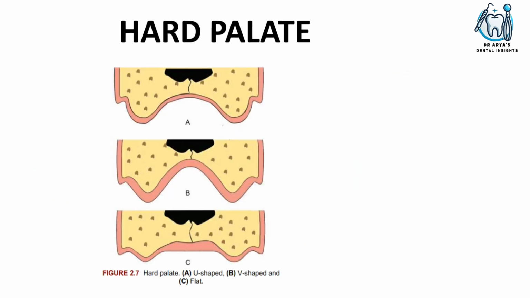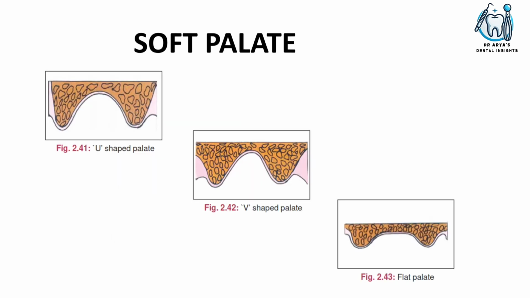Coming to hard palate, it is classified into U-shaped, which provides good retention and stability, V-shaped, which provides least retention, and flat, which provides poor retention and stability. Soft palate: U-shaped is ideal for both retention and stability. V-shaped, retention is less as the peripheral seal is easily broken, and flat, reduced resistance to lateral and rotatory forces.